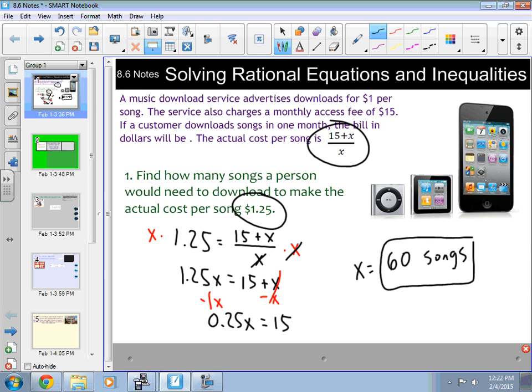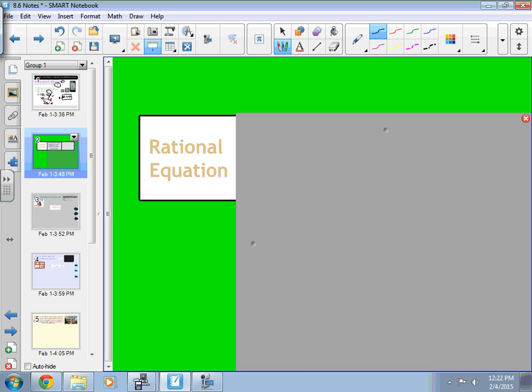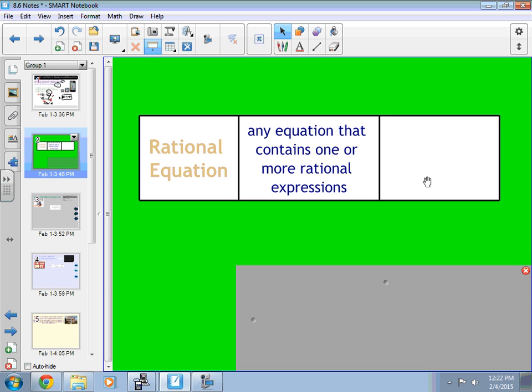So the 60 songs would take that $15 access fee and split it over all those songs and bring the cost down. All right, so those types of problems where you are solving an equation and it involves rational expressions are the problems we're going to be looking at today. A rational equation is any equation that contains one or more rational expressions. So the point of these problems is to figure out and solve rational expressions that are equal to each other.